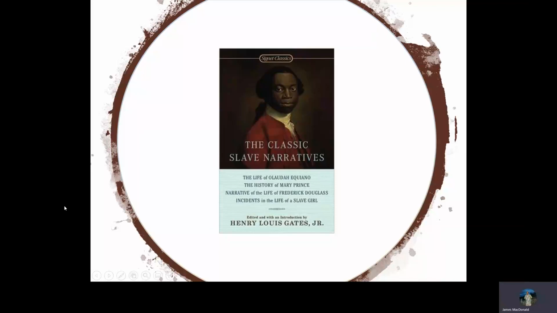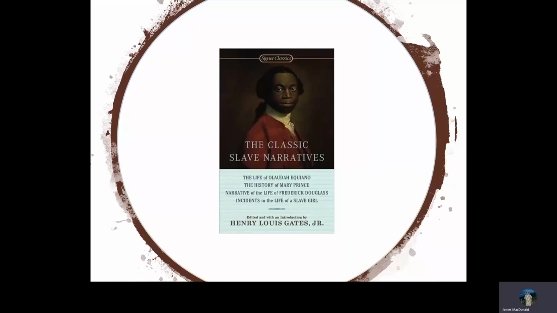Oftentimes you will see a collection of primary sources in one volume. This is a book I've assigned, and some of you may be familiar with it if you've taken the American Atlantic Slavery class. It is edited, at the very bottom there, and with an introduction by Henry Louis Gates. The scholar Henry Louis Gates was critical in determining which slave narratives would be in this edition, and there are 4 there. You know, the famous Equiano, Frederick Douglass, and Harriet Jacobs' Incidents in the Life of a Slave Girl. And he also wrote an introduction, which is a good background to all these 4 narratives. That's the role of the editor.